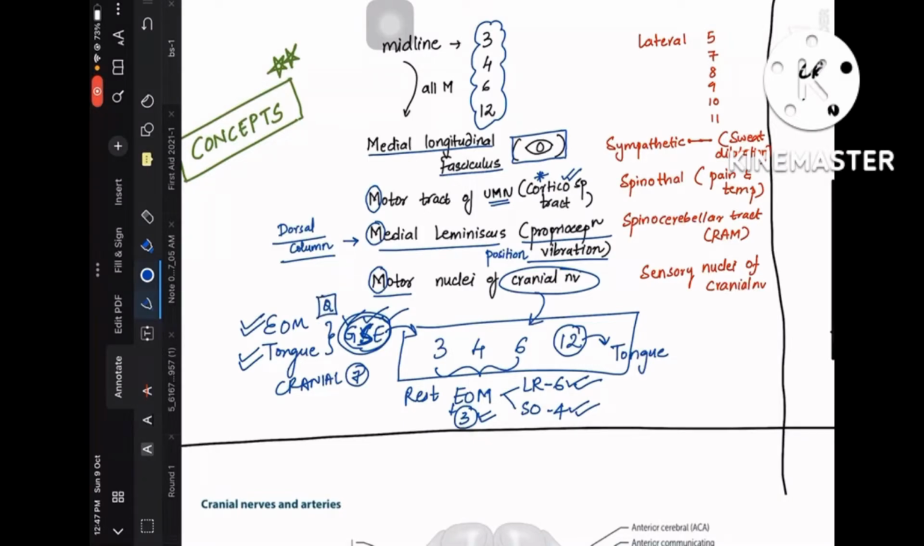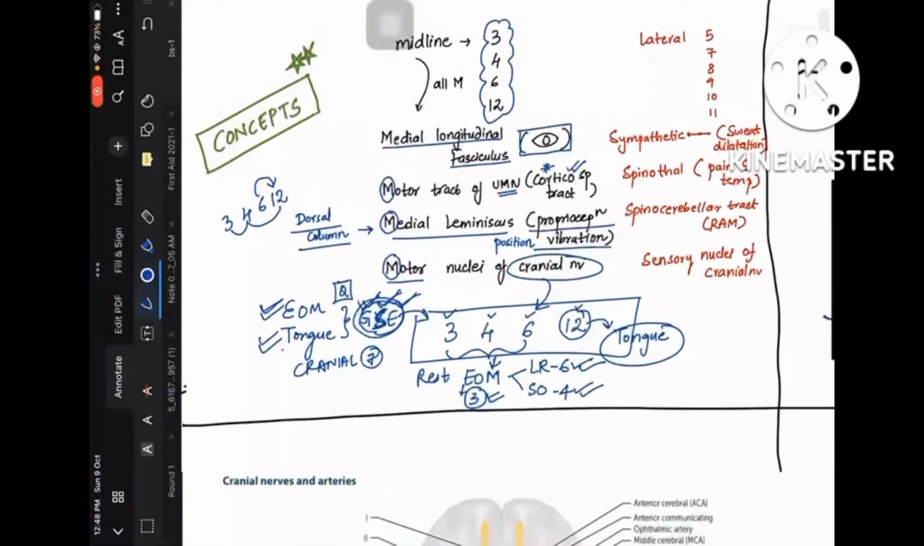In the GSE, what all nerves are involved? That is 3, 4, 6 and 12. A few people remember it with the numbers, in which 12 becomes the common factor. Like in 3, 4, 6 and 12, 3 fours are 12, and in the 6 table also you get 12, right? So a few people remember it that way. But I find it easier to remember that the extraocular muscles and tongue muscles are supplied by these nerves: 3, 4, 6 for the extraocular muscles and 12th for the tongue, which constitute the general somatic efferent cranial nerve column. This completes the M's. So all M's are done.